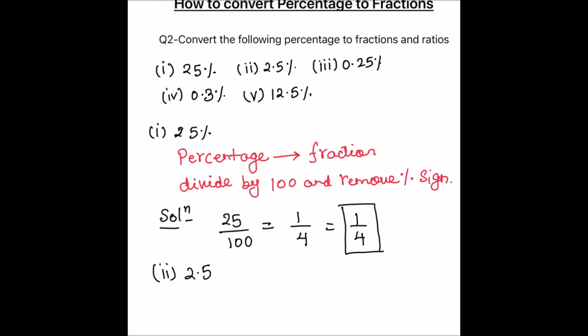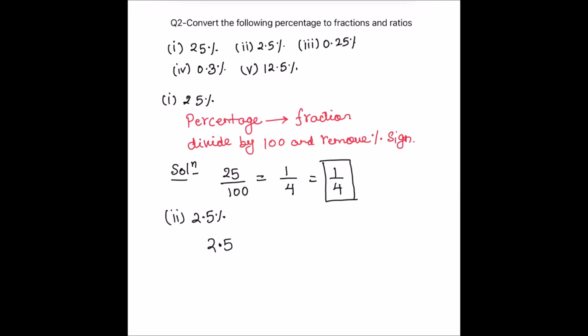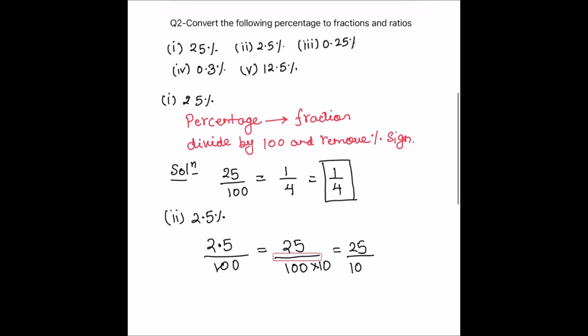The second one is 2.5%. We are going to write 2.5. We'll remove the percentage sign and we'll divide it by 100. We can convert this decimal into fraction by removing this decimal point and adding a 0 in the denominator. So that's 25 divided by 100 times 10, which equals 25 divided by 1000, which is 1 upon 40. So our final answer is 1 upon 40. We have converted this percentage into fraction. Let's move on to the next one.